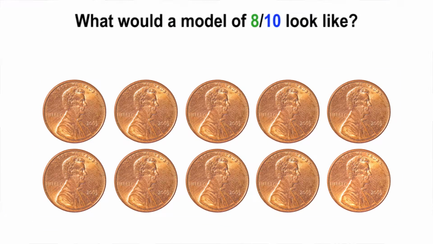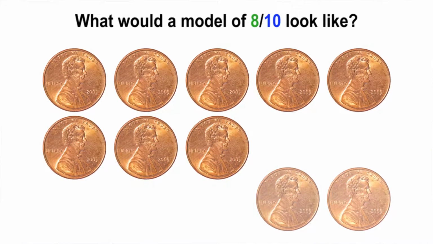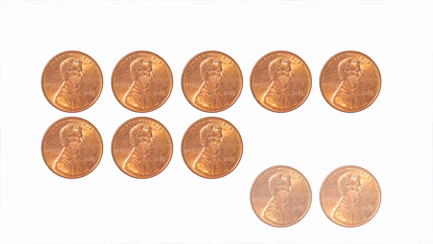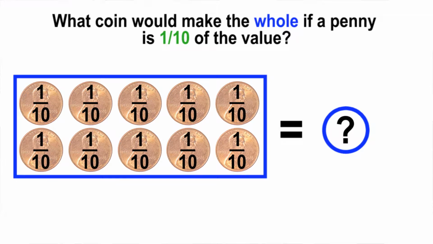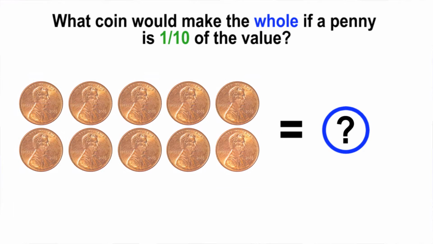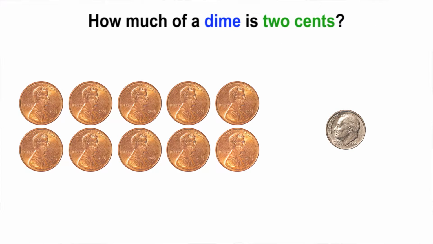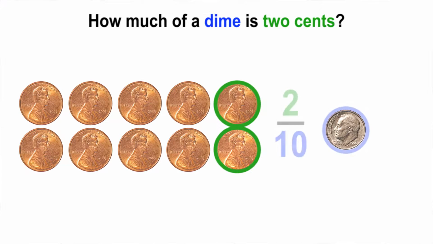What would a model of 8 tenths look like? If we show the whole of 10 pennies, then we can separate 8 of them to show 8 tenths. What coin would make the whole if a penny is 1/10 of the value? It takes 10 tenths to make a whole, so 10 pennies would equal 1 dime. How much of a dime is 2 cents? 2 cents, or 2 pennies, would be 2 out of the whole 10, or 2 tenths.